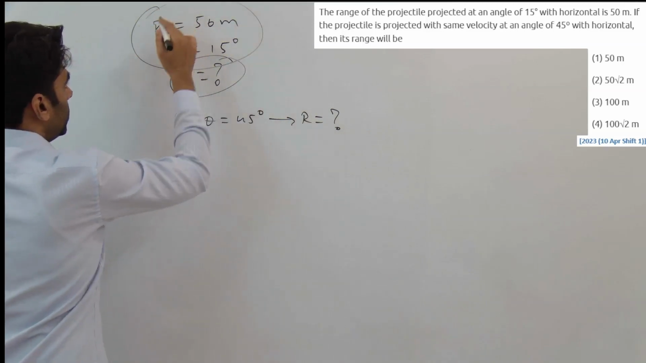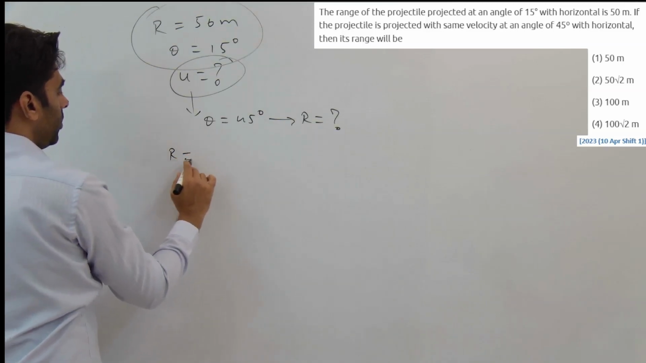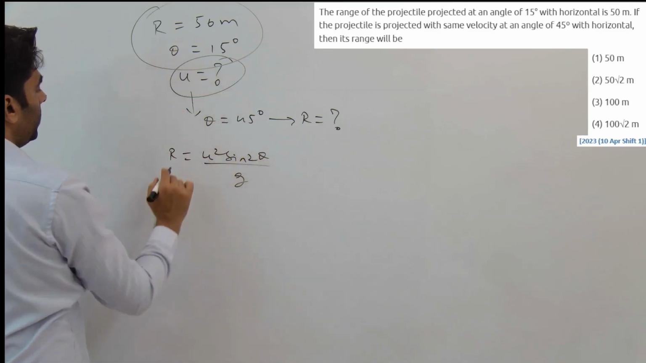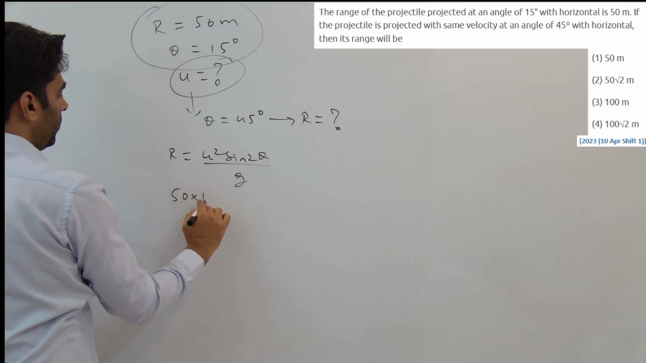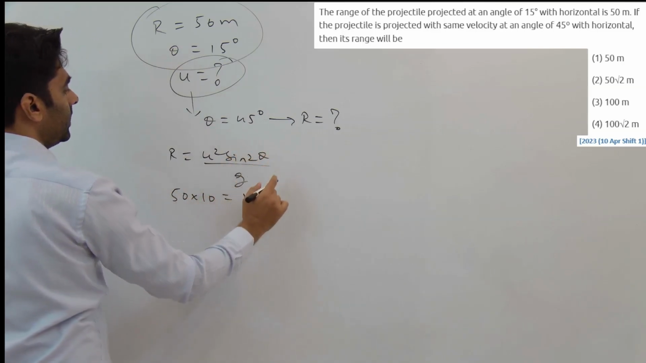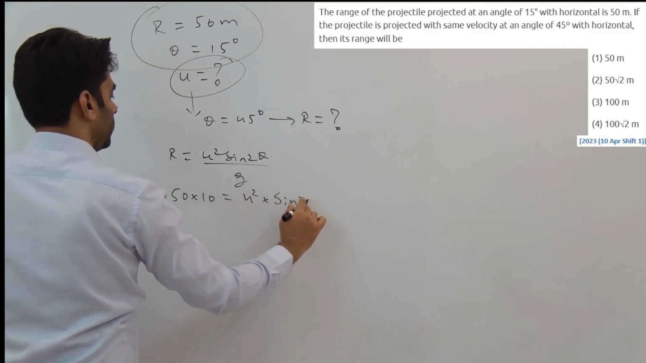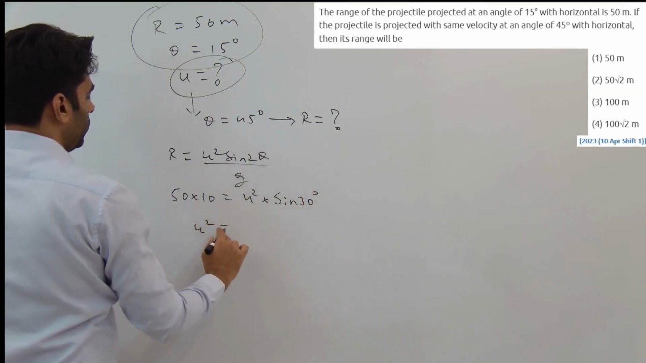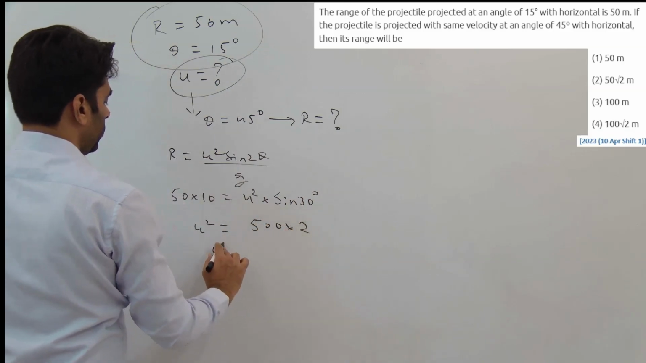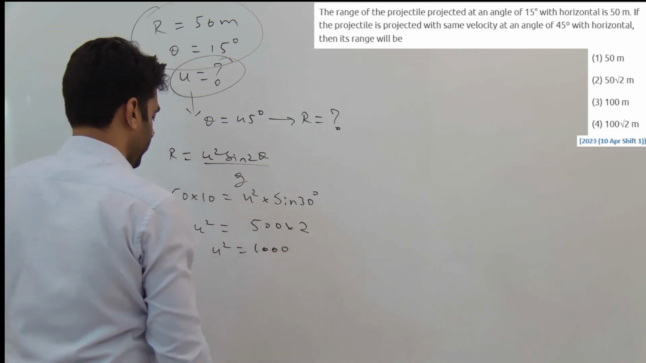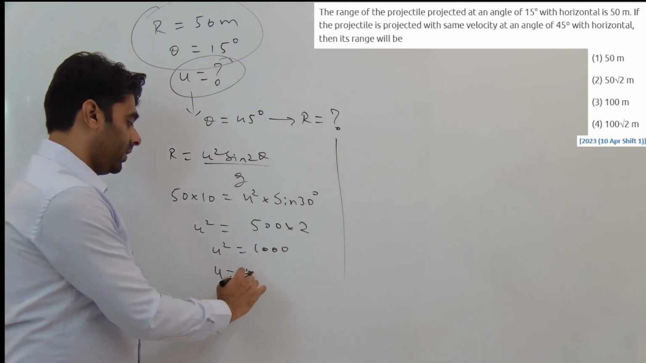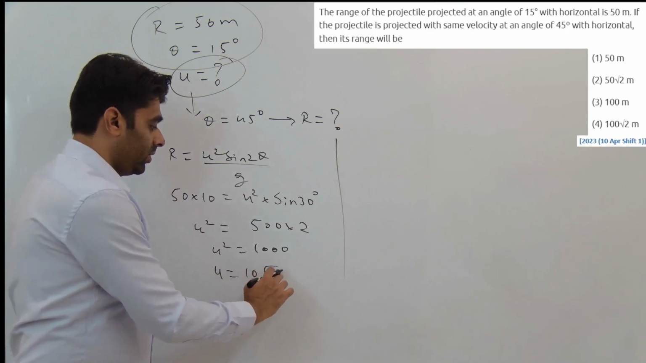First situation, let us write down range. Range is u square sine 2 theta by g. So r value is 50. 50 into 10 is equal to u square into sine 2 theta. Sine 2 into 15, that is sine 30, right? So from here u square value will come out to be 500 into 2. So u square is 1000. Initial velocity, if we have to write, it will be 10 root 10 meter per second.